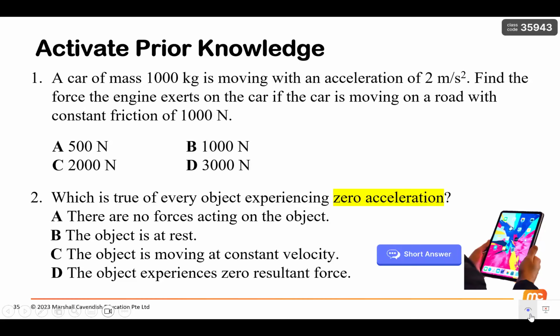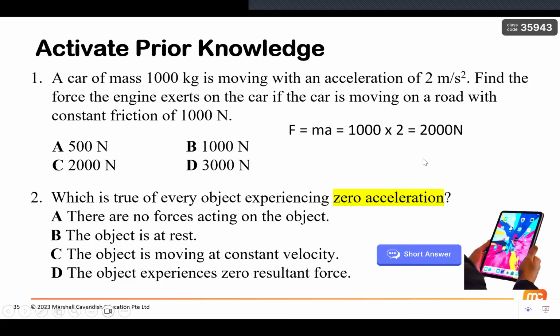So in this question, it's very obvious that I'm not trying to find the resultant force. I'm trying to find the engine force. Okay, so immediately in my head, I need to know I am going to use resultant force equals forward force, which is the engine force, minus the backwards force, which is the frictional force. Since this car has an acceleration of 2, definitely it must have a resultant force. So the first step I will do is find the resultant force. I have mass, I have acceleration, I can find the resultant force. So the resultant force acting on this car is 2000.